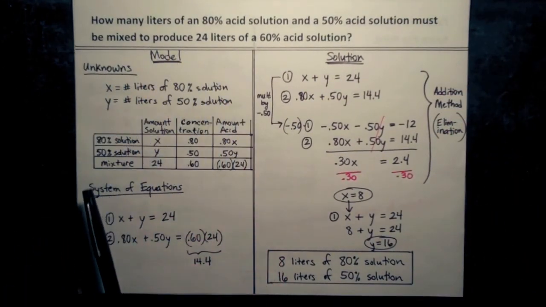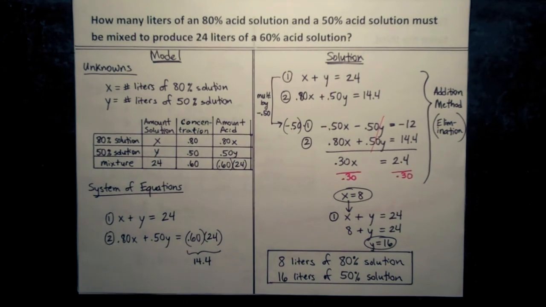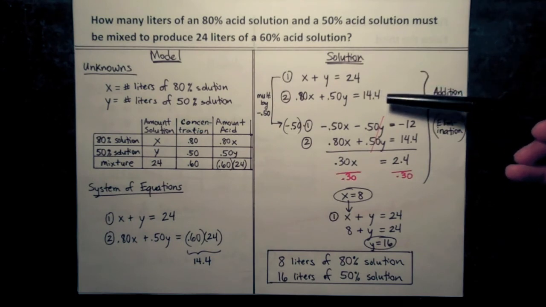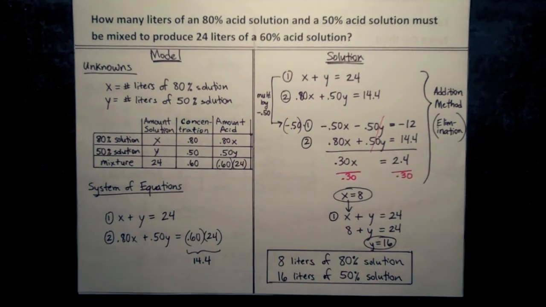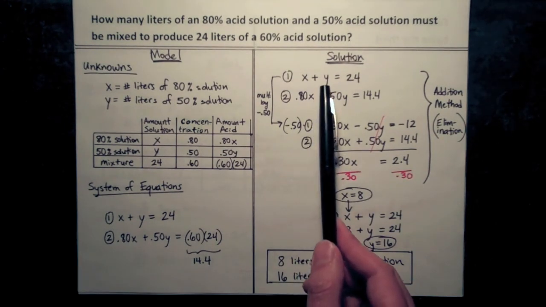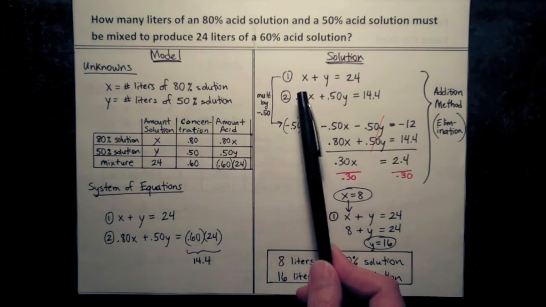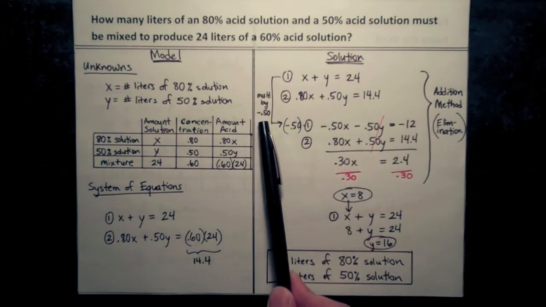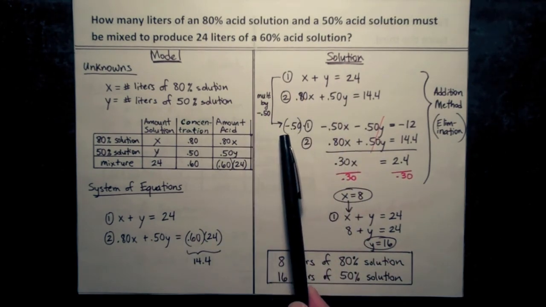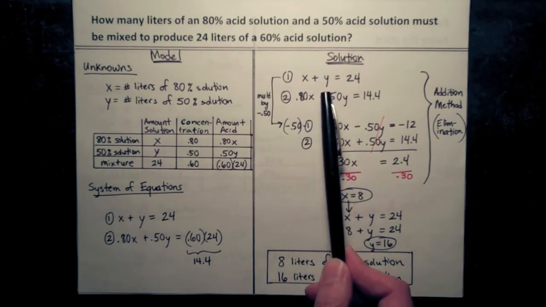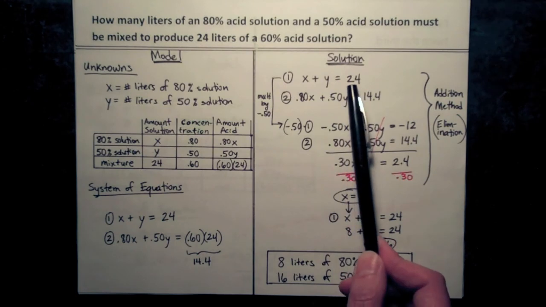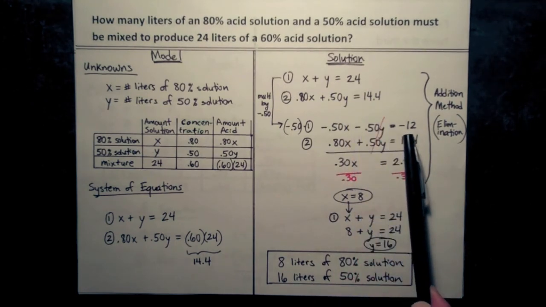Here's the model that I just showed you. Here's the system of equations we want to solve. I've done that over here. This looked like a nice example to use the addition method, or the elimination method. I thought it was easiest to eliminate the y, so I multiplied both sides of the first equation by negative 0.50. So negative 0.50 times equation 1 gives me negative 0.50x, negative 0.50y, and negative 0.50 times 24 is negative 12.